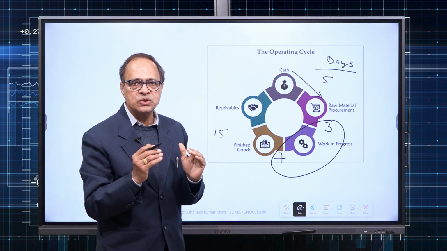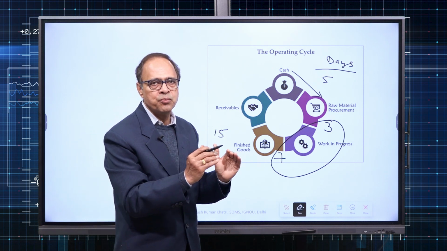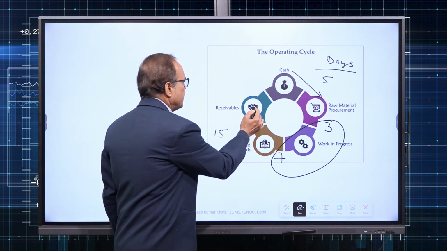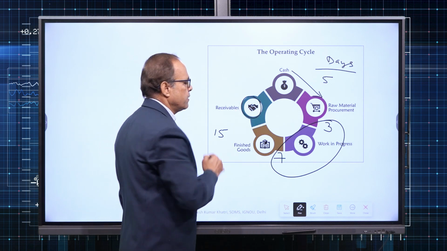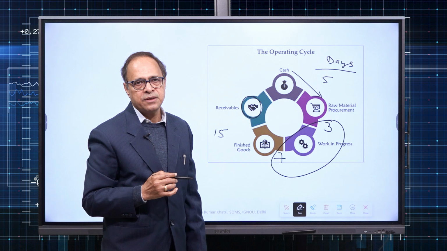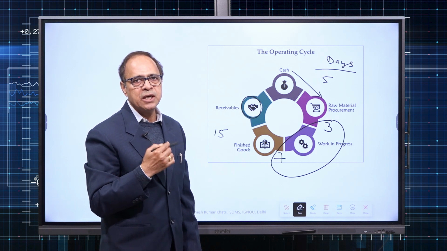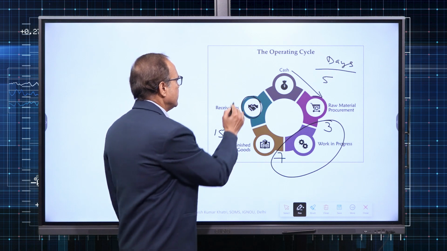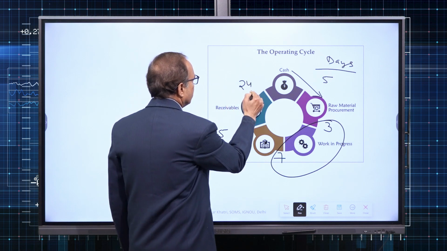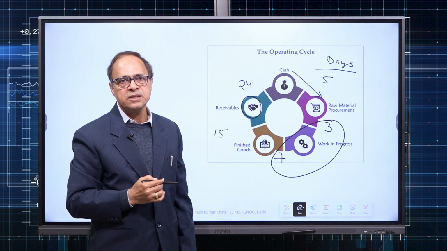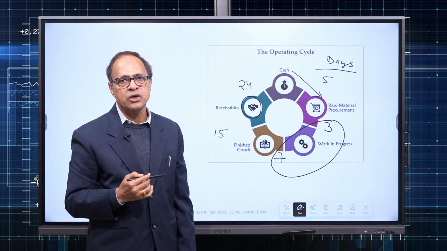Now, once finished goods are there, they are dispatched to the showroom, and definitely sales will take place. If we are selling on credit, receivables will get generated. It means you will not get the cash immediately. They will pay you after a few days. So, let us say they pay you after 24 days. The average debt collection period in this case I have exampled as 24 days.